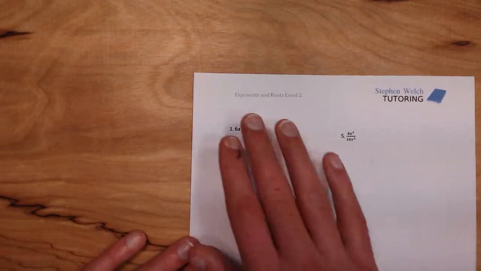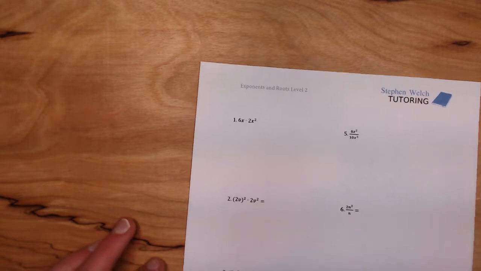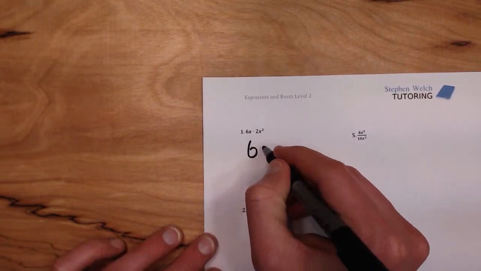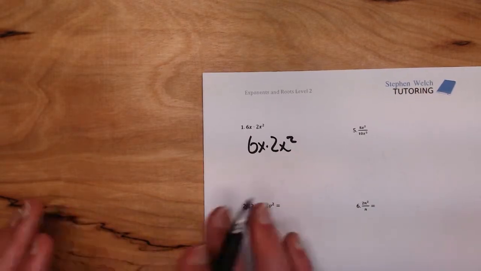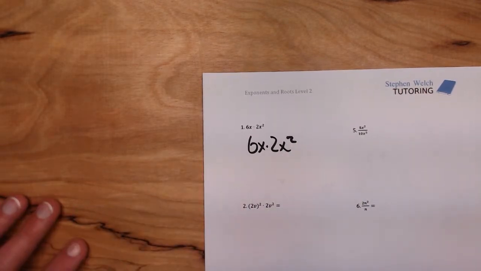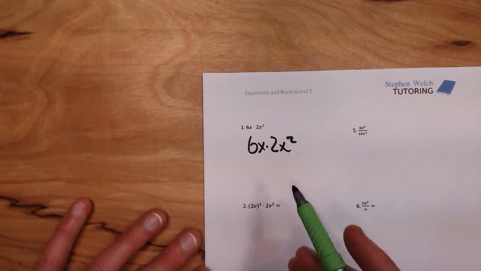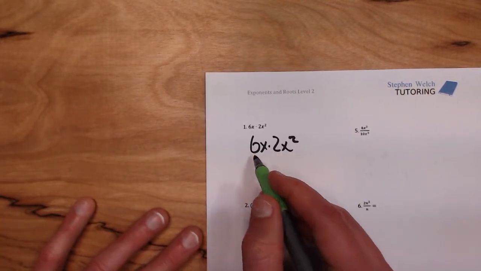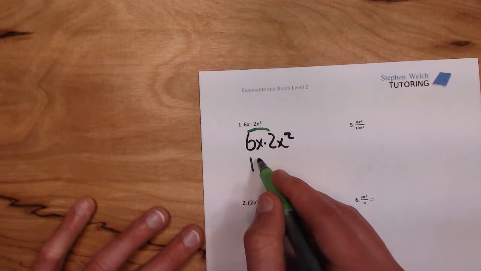All right, this is the Exponents and Roots Level 2 worksheet. Number 1 says 6x times 2x squared. This is going to be all about combining like terms. We're going to do two separate problems and bring them together. First, 2 and 6 are both numbers, so they can multiply together. 2 times 6 is 12.